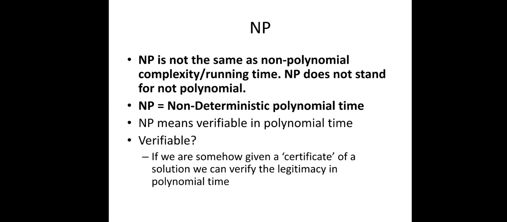Class NP is not the same as non-polynomial complexity or running time. NP does not stand for not polynomial. It is non-deterministic polynomial time. P stands for polynomial, that is deterministic polynomial. NP is non-deterministic polynomial. So, students, you might think that if P stands for polynomial then NP stands for non-polynomial, but it is not so. NP means verifiable in polynomial time. Verifiable, what is meant by that? If we are somehow given a certificate of a solution, we can verify its legitimacy in polynomial time.